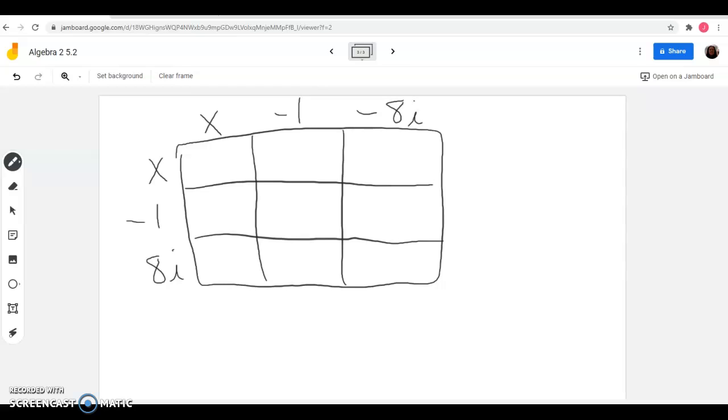So x times x, so now if I go through and fill everything in, I have x squared. If I go across the top, then I have a negative 1x, and I have a negative 8ix.